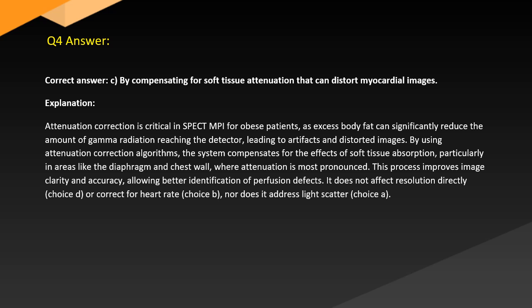By using attenuation correction algorithms, the system compensates for the effects of soft tissue absorption, particularly in areas like the diaphragm and chest wall where attenuation is most pronounced. This process improves image clarity and accuracy, allowing better identification of perfusion defects. It does not affect resolution directly, choice D, or correct for heart rate, choice B, nor does it address light scatter, choice A.